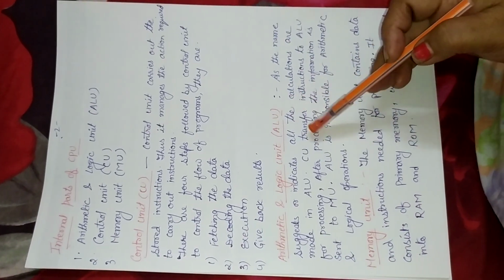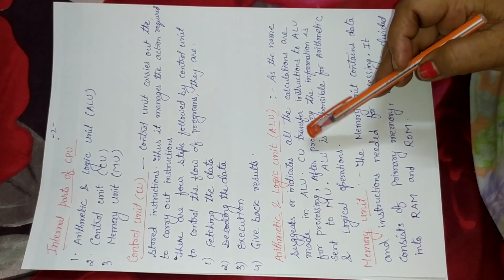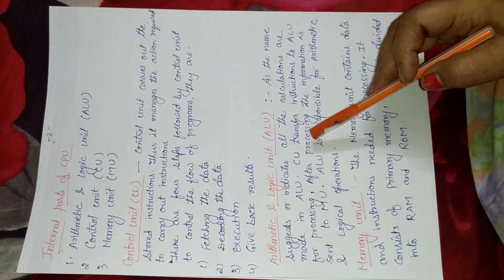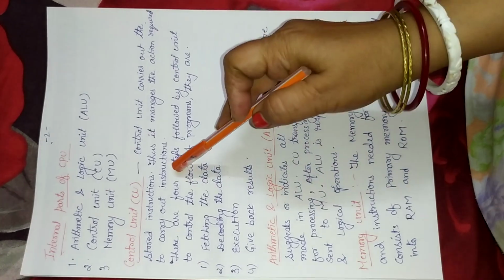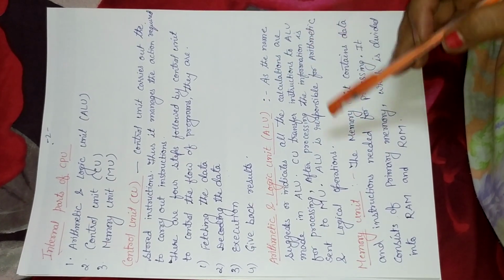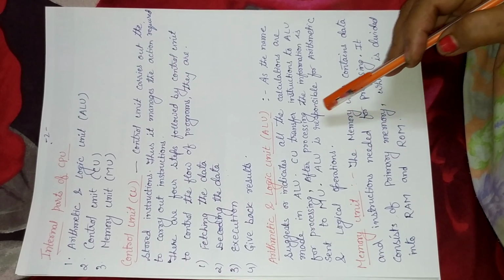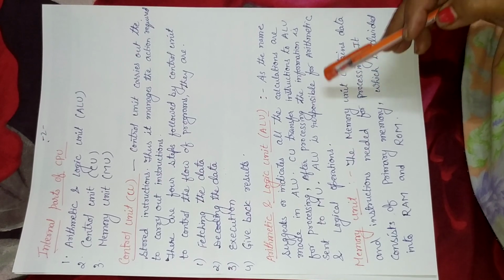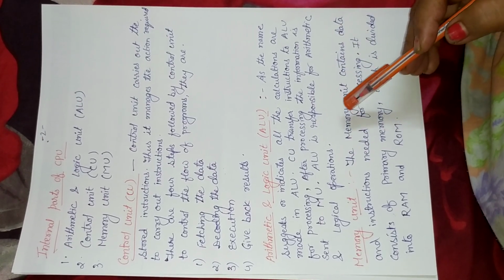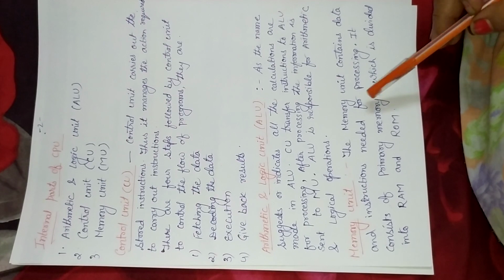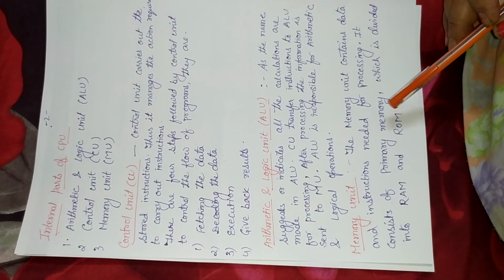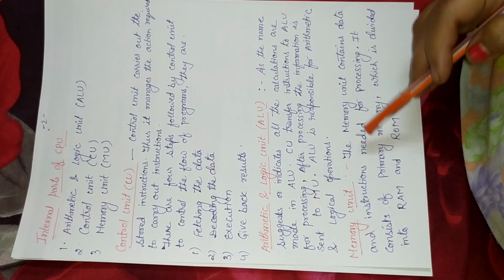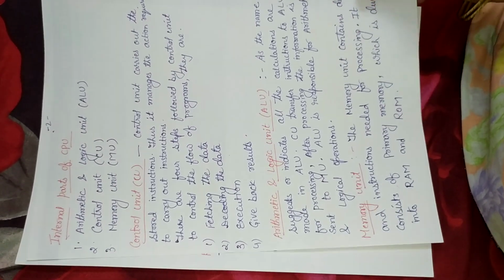Now the function of ALU. As the name suggests, all the calculations are done here in ALU. CU transfers instruction to ALU for processing, and after processing the information is sent to memory unit. ALU is responsible for arithmetic and logical operation. Now memory unit. The memory unit contains data and instruction needed for processing. It consists of primary memory and it is divided into 2 parts, that is RAM and ROM.